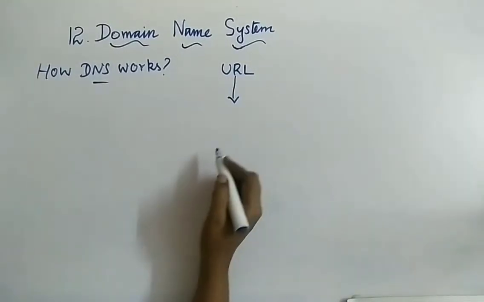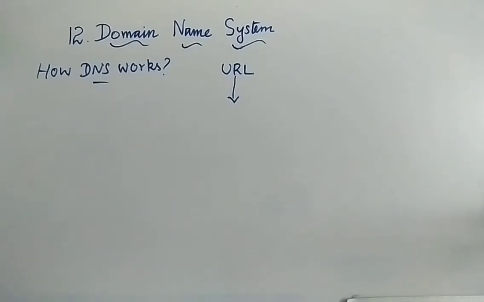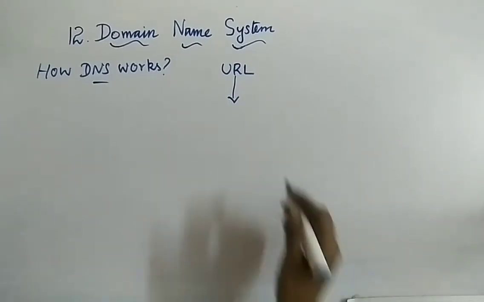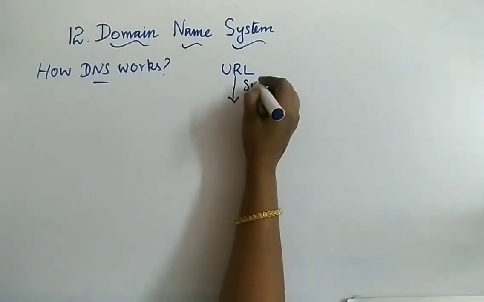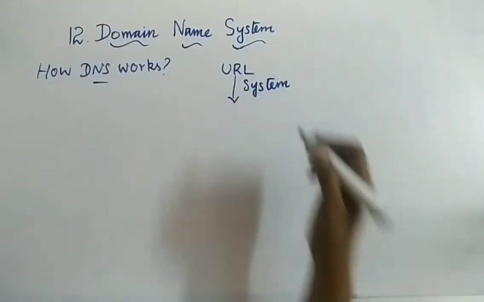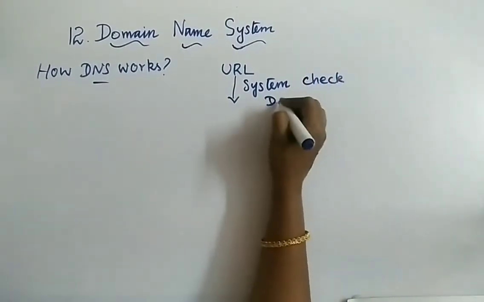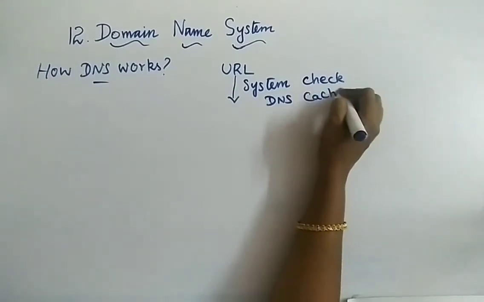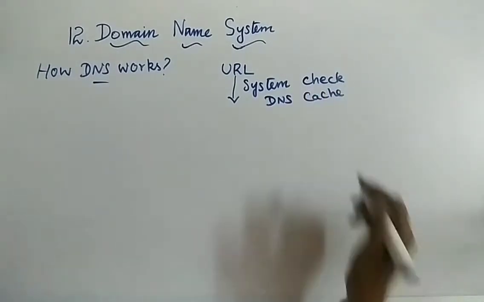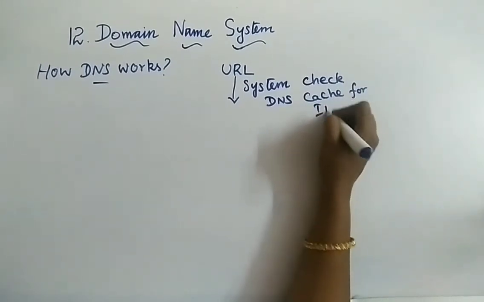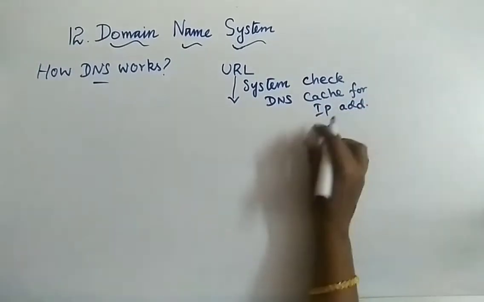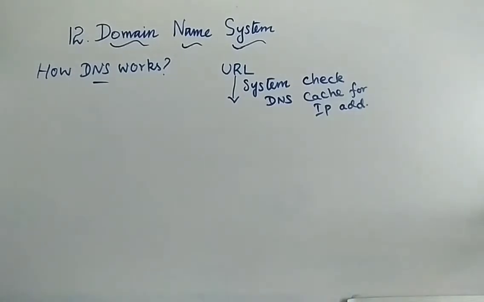The next step is that the system itself is going to check the cache. System cache is your temporary memory location, and it is a faster memory location. So the computer, once the URL is entered, is going to check the DNS cache. Why is it checking? To find the IP address. You are typing the domain name only, but the computer understands only the IP address. So the system is going to check the domain name system cache for the IP address.